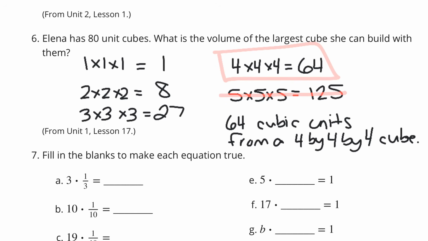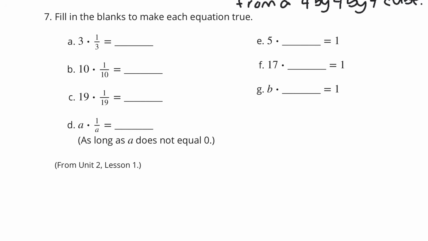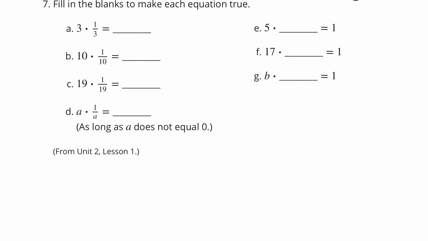All right, our last question, problem 7. Fill in the blanks to make each equation true. 3 times a third is 1. 10 times a tenth is 1. 9 times 1/9th is 1. 5 times 1/5 is 1. 17 times 1/17th is 1. And so b times 1 over b is 1.